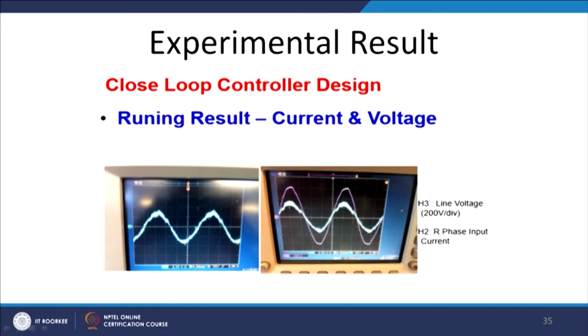Thank you for your attention. I have just completed some fundamentals of the PWM rectifier. I shall continue with some design of the multipulse converter as well as the design of the PWM inverter in subsequent classes. Thank you so much.